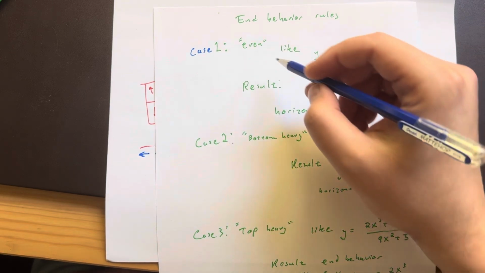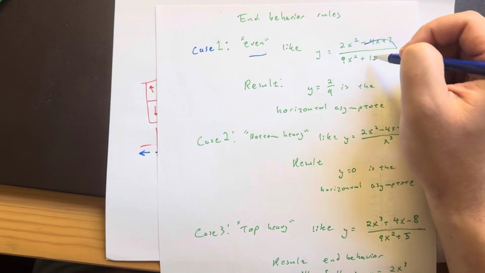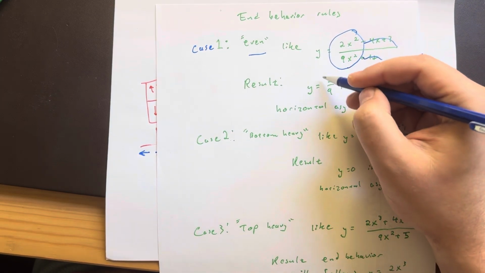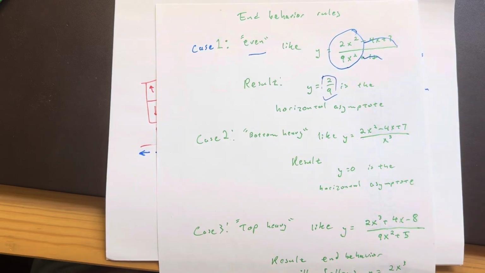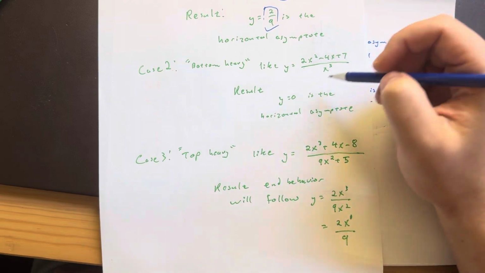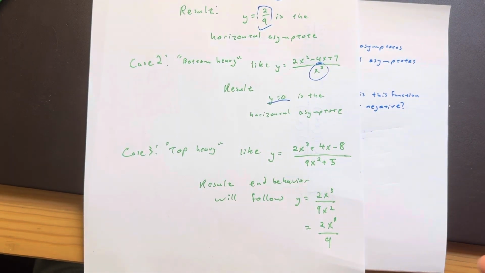End behavior rules: if we're even, something like 2x squared, I don't even care about this. I don't even need to look at it. We're just looking at those highest exponents. Then my end behavior will be the ratio of leading terms. Bottom heavy and top heavy. Bottom heavy in particular, just y equals 0. This bad boy, x cubed, is growing so much faster than everything. Big denominators create small values.